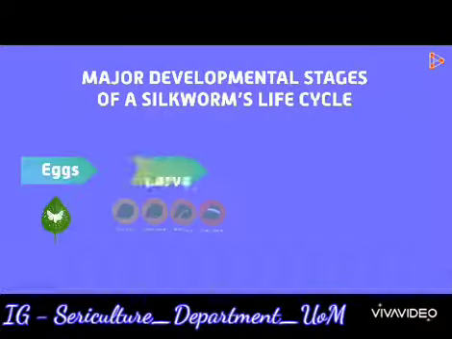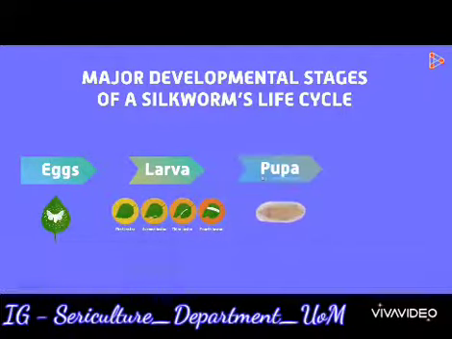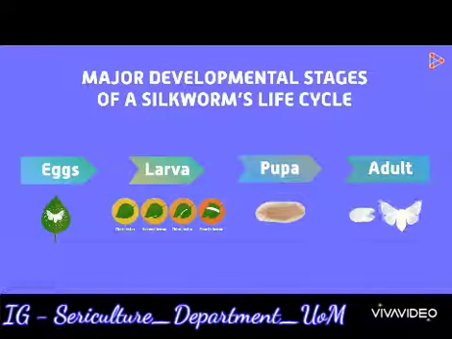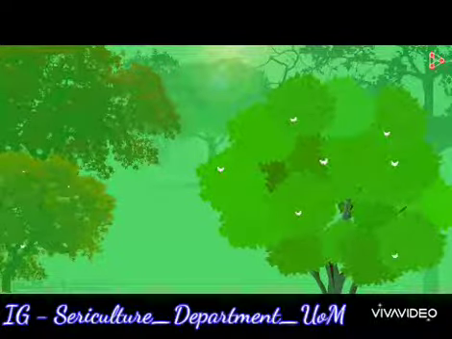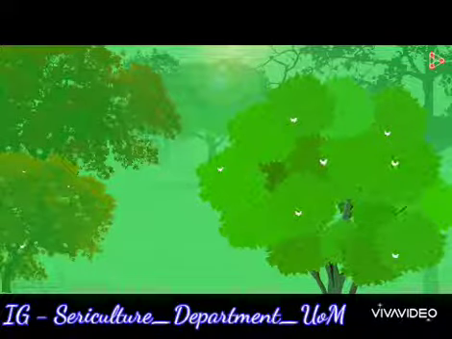In short, these are the 4 developmental stages of a silkworm's life cycle. The eggs come first, then the larval stage, followed by the pupal stage, and lastly the adult stage where the mature moths fly out of the cocoon. But how and where do we get these cocoons from? Do we have to go to the forests where the mulberry trees are? Is there any other way to get them?